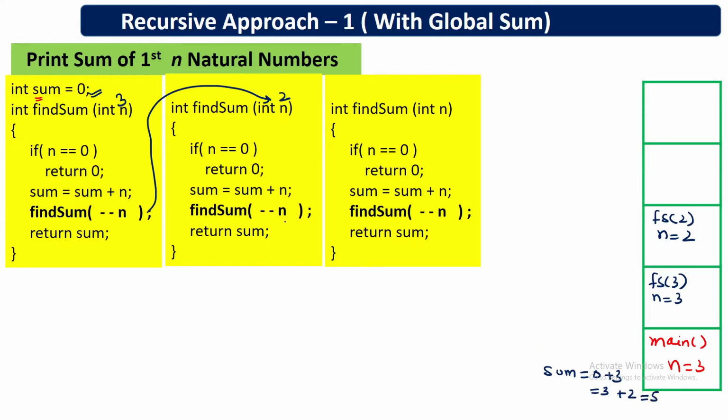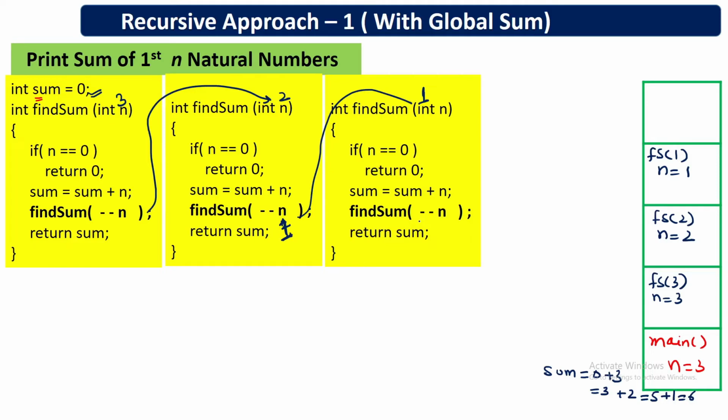Now n will be reduced and it will become, sorry, 1, from 2 to 1. So find sum 1 will be called, and n is not equal to 0, right? So this 1 will be added with this sum, that is 5 plus this 1, it will become 6.